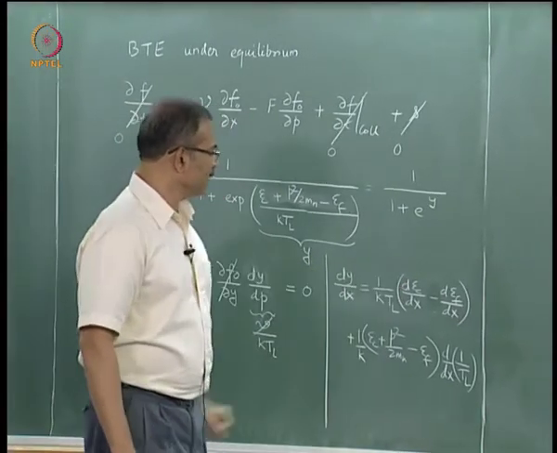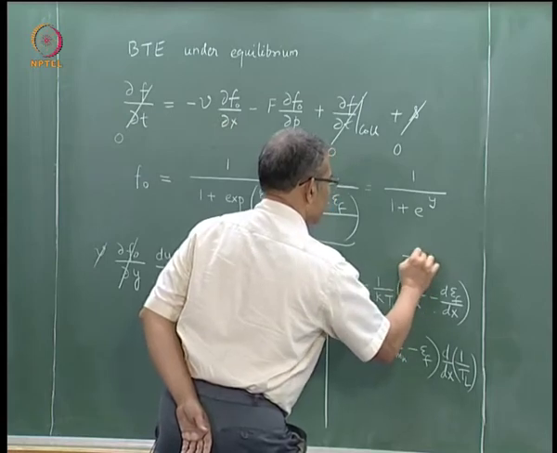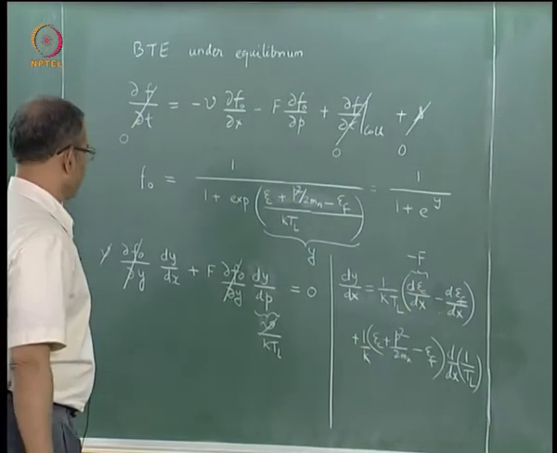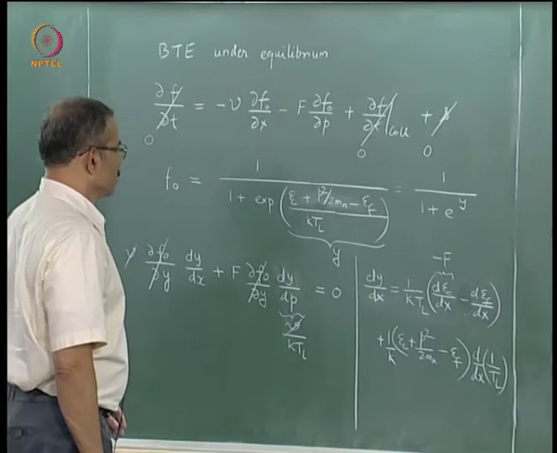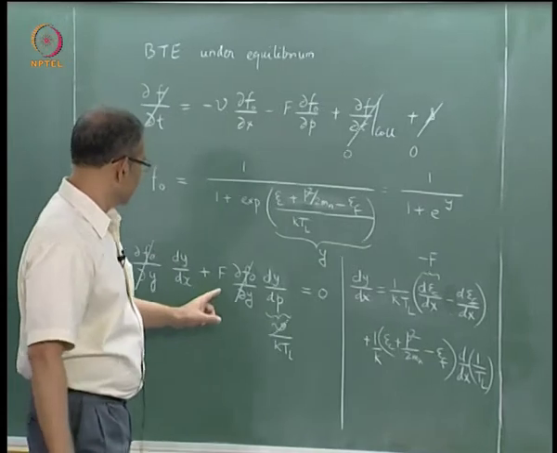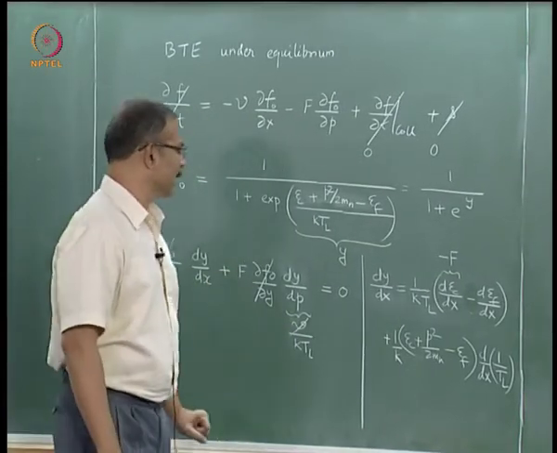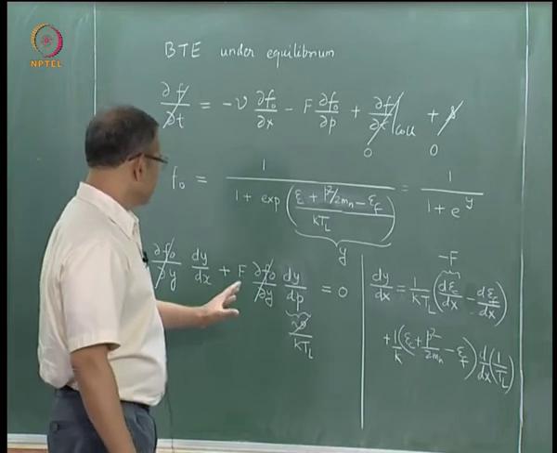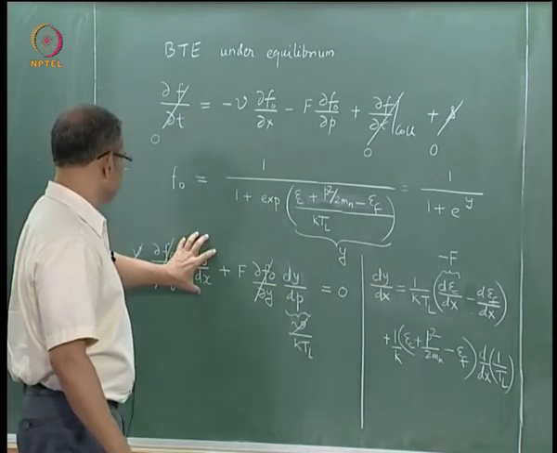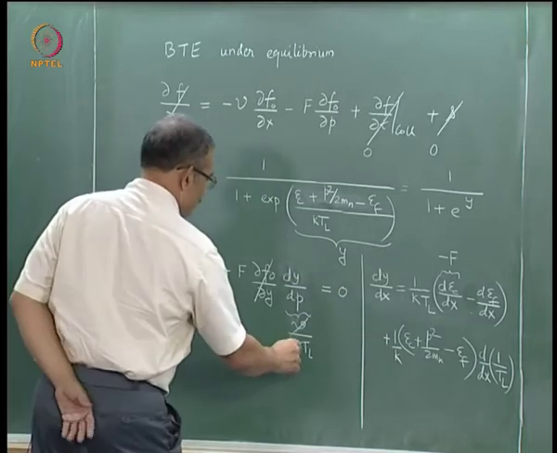So dEc by dx is nothing but minus of f. So you see here we are getting minus of f by k times TL, and here you have f by k times TL. So that is how this will get cancelled. So let us assume that this has been put here, and then let us cancel out the terms which go out.